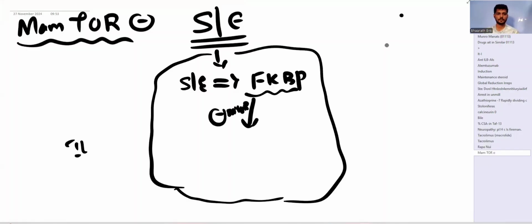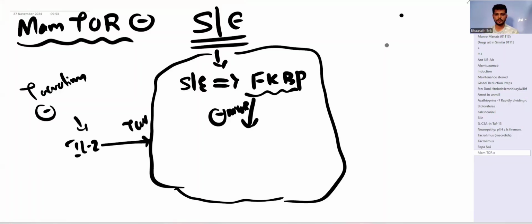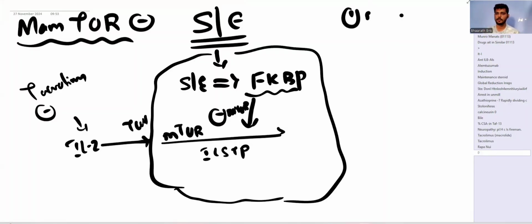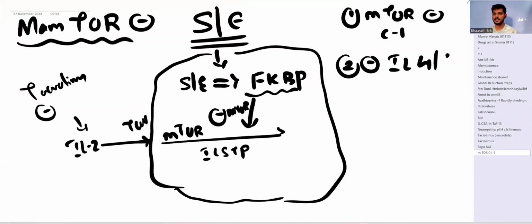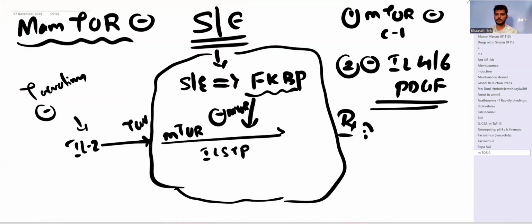When interleukin 2 binds to the T cell receptor, its production is inhibited by tacrolimus. But here, when it binds to the T cell, this activates the intracellular signal transduction pathway, and one of the important components is mTOR. This mTOR is inhibited by sirolimus and everolimus. So they are mTOR inhibitors, especially of complex 1 of mTOR. Along with that, they also inhibit the signals produced by interleukin 4, 6, and platelet-derived growth factor. So you can use them as maintenance agents.